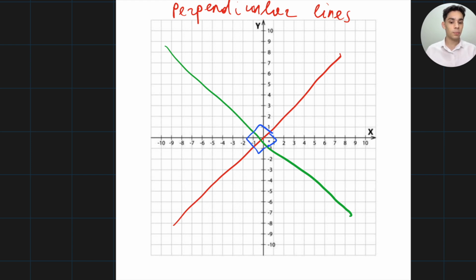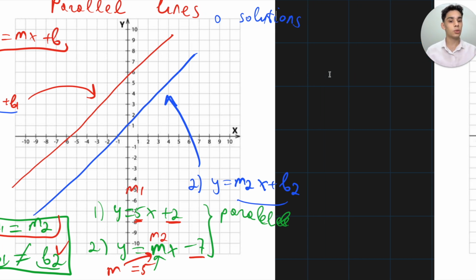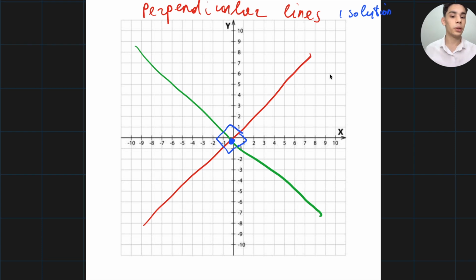In this case, because we have an intersection point, perpendicular lines will always have only one solution. And I did not say it for parallel lines because parallel lines never intersect each other. In this case, they will have zero solutions. If you remember, for us, a solution is considered when two lines intersect each other. And because parallel lines never intersect, we will simply have zero solutions. Let's get back to the perpendicular lines.